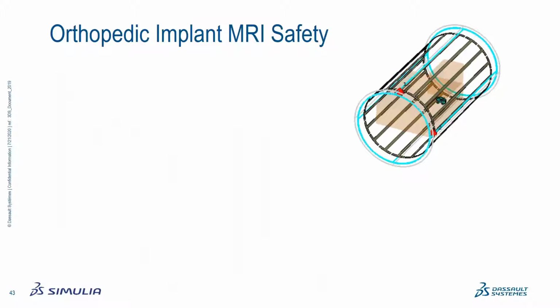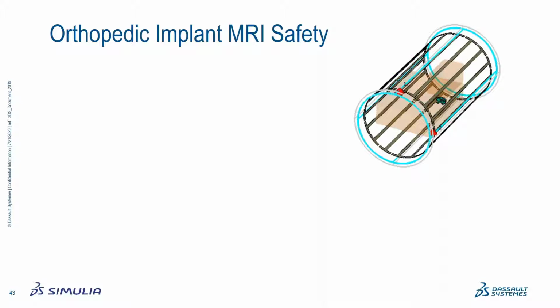So far, we looked at the safety aspects of a human subject in an MRI environment. What happens in the case where the patient has a metallic implant and they have to undergo a scan? How do we assess the safety in such scenarios?